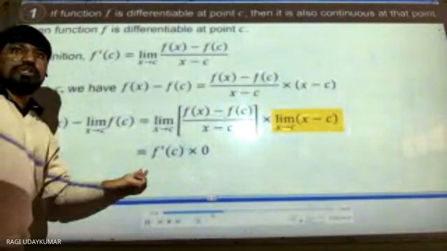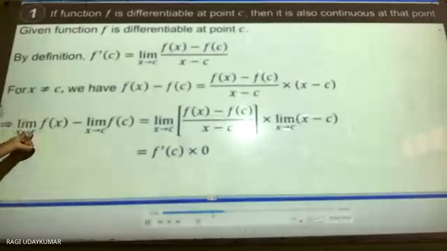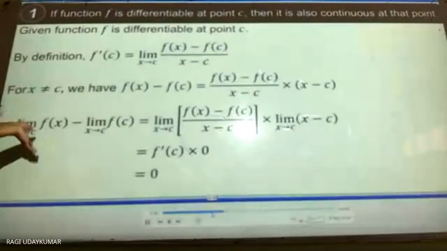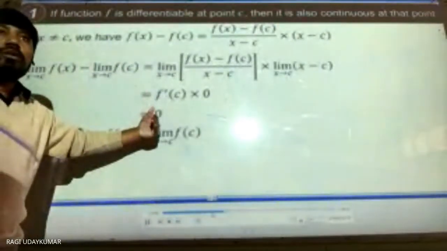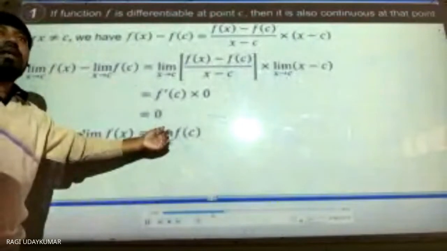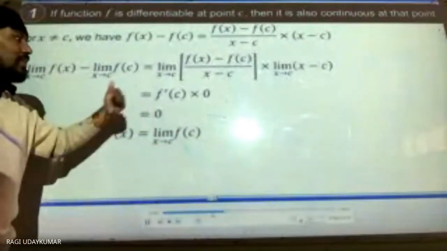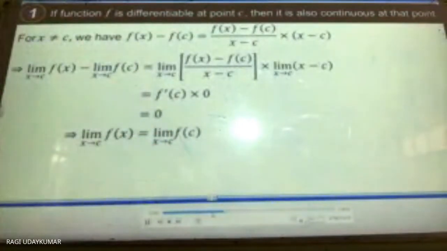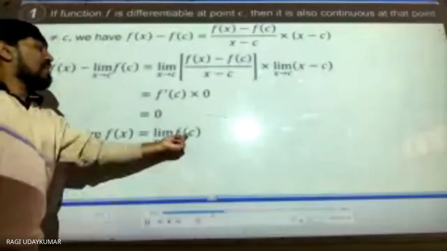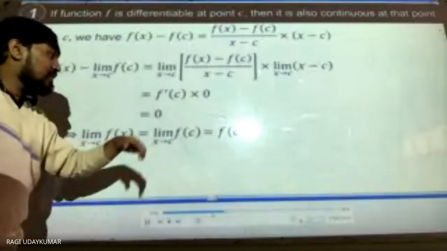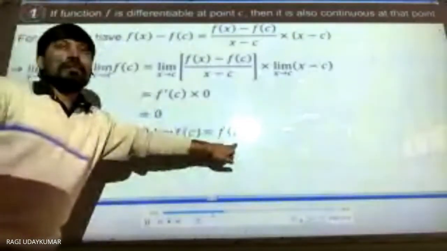This is a very simple theorem. Differentiability is already given to you, and you are asked to prove continuity. The continuity definition is the limit as x tends to c of f of x is equal to the limit as x tends to c of f of c, so this value is equal to f of c.